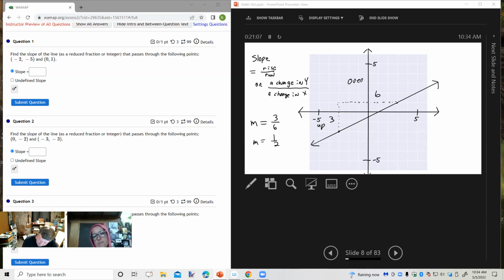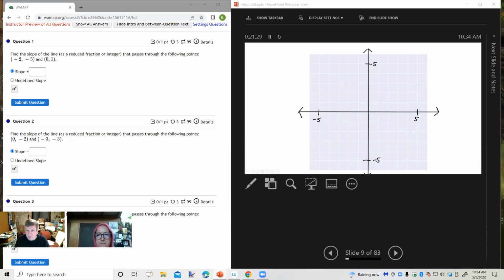In fact, as we look at the line, we can see that from these 2 points, it goes up 1 and over 2, up 1 and over 2, up 1 and over 2. So the slope of this line is 1/2. Any questions about this particular example? All right, let's take a look at another example.